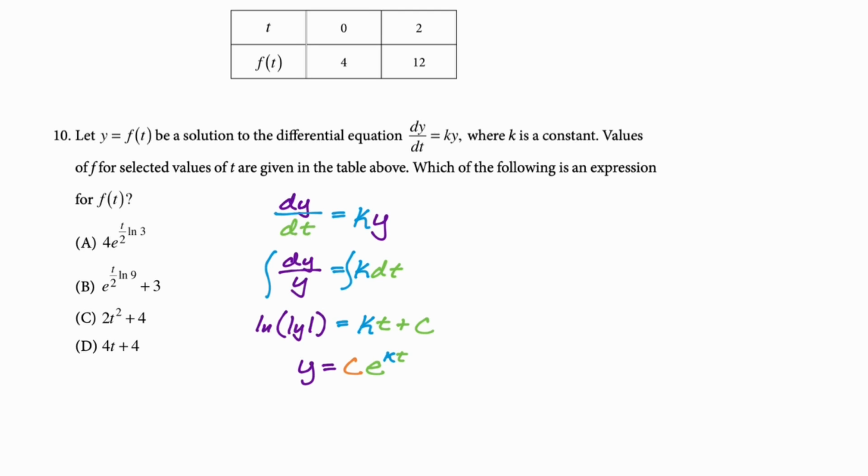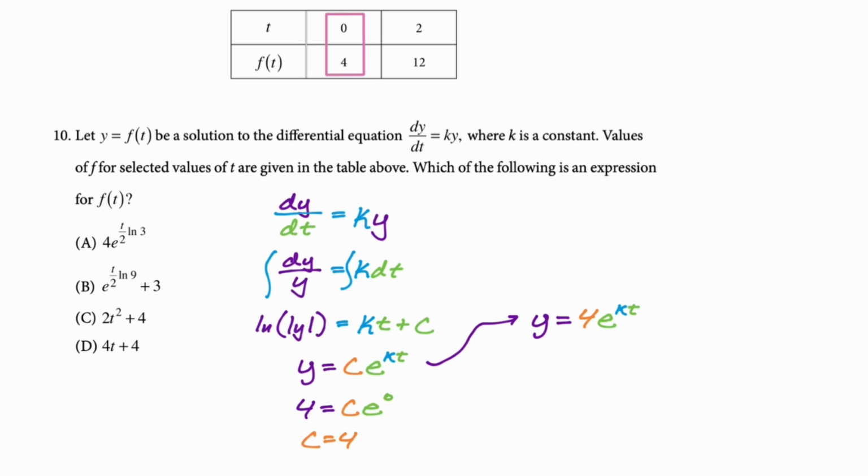Look at the table. We know when t is 0, y is 4. So we will plug in those values. So 4 is c e to the 0, which means c is definitely 4. Now that we know that c is 4, let's sub that in, and we'll go hunting for k.